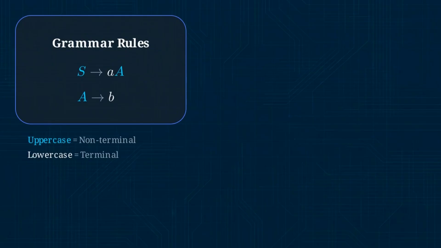Let's apply this. We begin with our start symbol, S. Using our first rule, we substitute that S, transforming it directly into the intermediate form, lowercase a, uppercase A. We still have an uppercase letter, a non-terminal, so the derivation must continue. We substitute that uppercase A with a lowercase b. Now we have aB. Because this final string consists entirely of terminal characters, the derivation process stops.